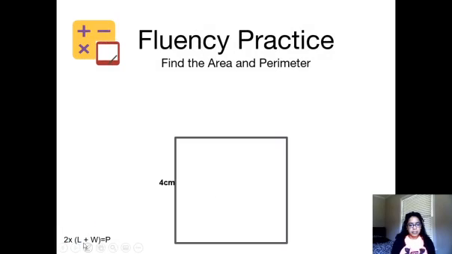Alright, so now we're going to find the perimeter. So the area was 16 in here, so now we're going to find the perimeter, just the outer edges here. So, here we go. Using our formula that's given to us down there, we're just going to simply plug in these numbers.